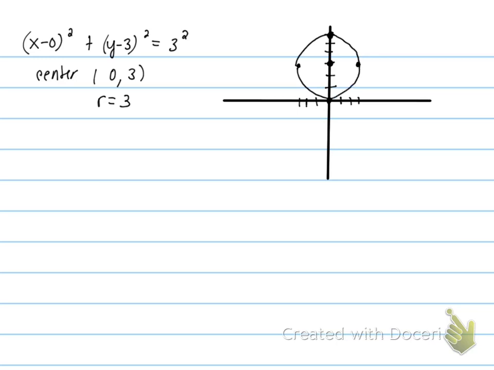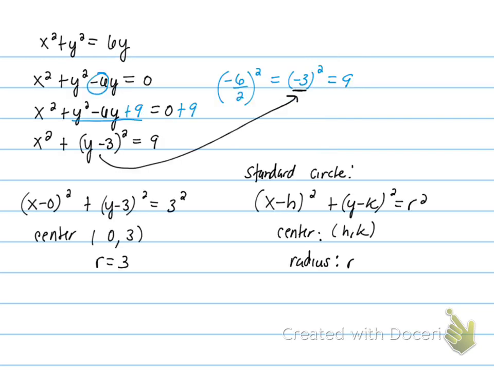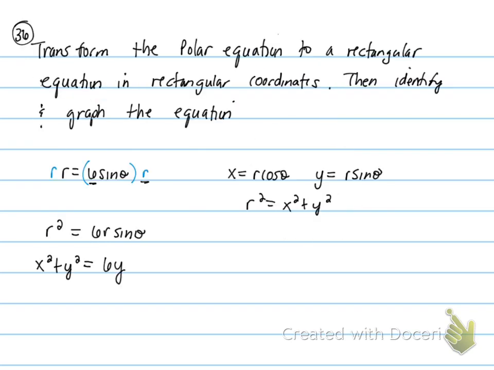I do, however, want to graph this in its original polar form. You don't have to convert over to a rectangular equation to be able to graph it. So let's look at our original, which was r is equal to 6 times the sine of theta. And I'm going to switch over to a polar grid here.